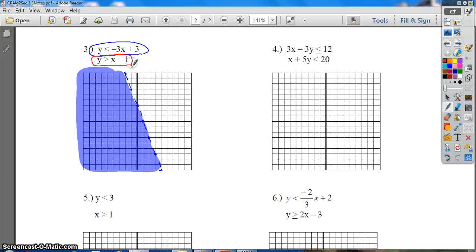Bottom equation, y is greater than x minus 1, so negative 1, slope of 1. So this is going to be a dashed line, the slope of 1. As far as shading goes, y is greater than, so that's going to be above. Again, where these overlap, that's where our solution set will be.